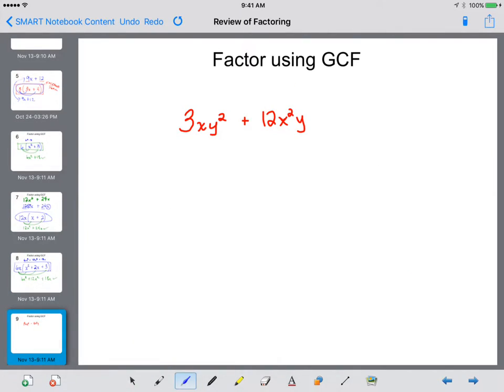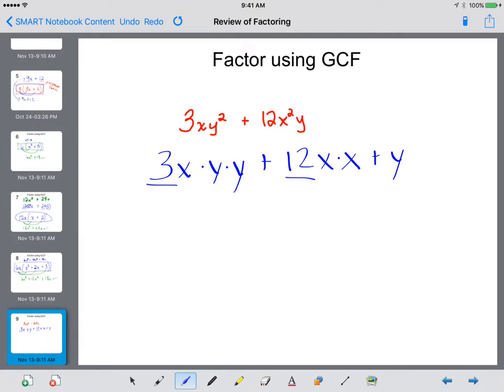Okay, let's try this example. 3xy to the second plus x to the second y. I'm going to write this one out just to help me out. 3x times y times y. That's what y to the second is. Plus 12, we have x times x plus y. I sometimes like to write that out to figure out what do we have in common.